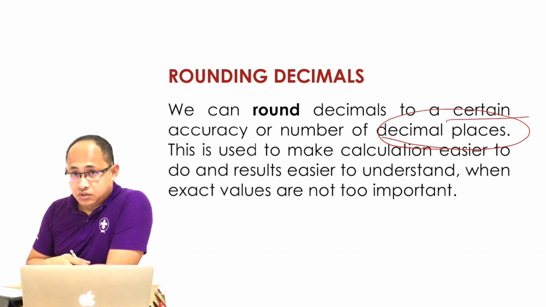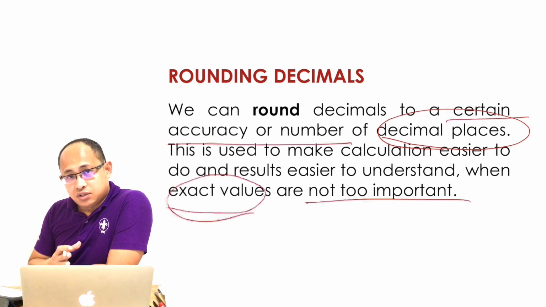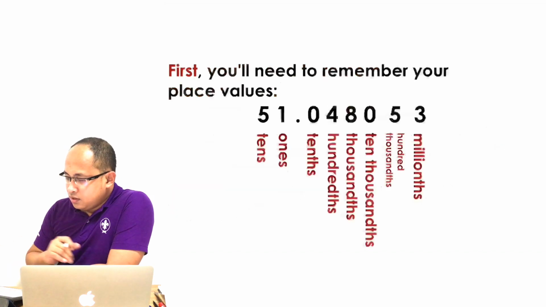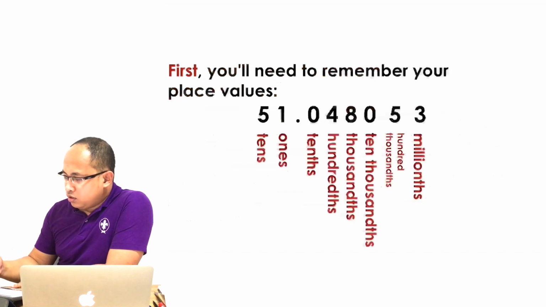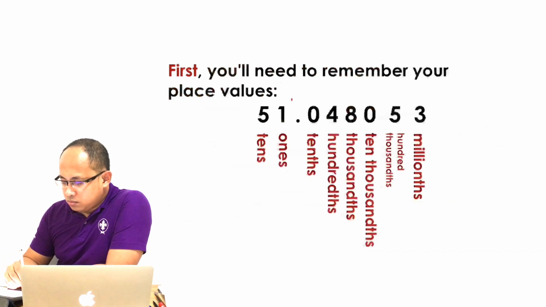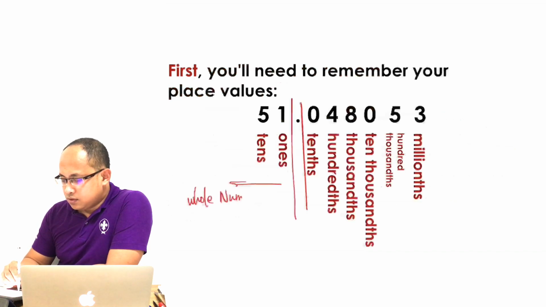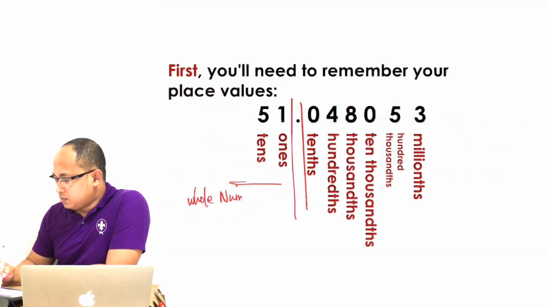We're looking for the accuracy of the value based on its place value, but we're not considering exactly the exact value of a given number. All right. Now, first, we need to remember our place values. Before, in our discussion, we separate the two with the decimal point. Now, going to your left is the whole number. Correct? It's the whole number. Now, the numbers going to your right are your decimal part.